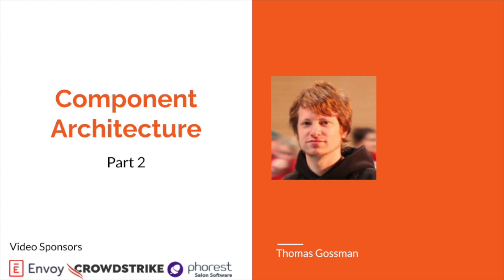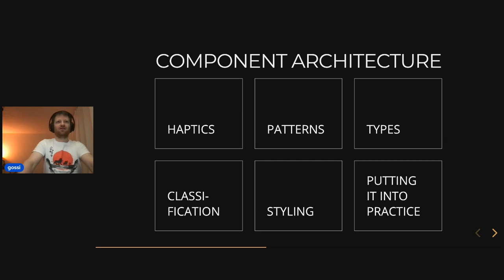So, second part for component architecture, and I just want to recap the first two chapters, which are haptics and patterns. Haptics is where we have the interaction with the component from an outside level. What are the mechanics we can use? And then patterns is looking inside of the component, how they are working under the hood. So next up is types, classification, styling, and then lastly putting this into practice, some hands-on guides.